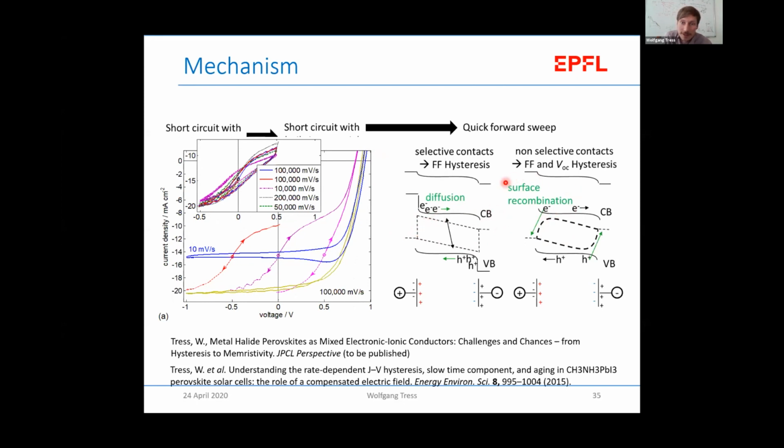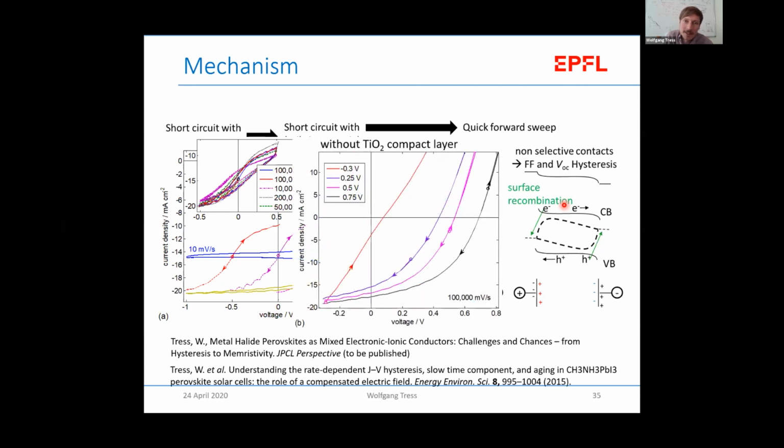And to reproduce this effect in experiment, we just removed this titania, the compact titania layer. And then basically the electrode, in this case the FTO electrode, becomes much less selective. And then you can indeed see, when we precondition the device here under, let's say, negative bias voltage, we lose completely the rectification behavior. We get just a curve which looks rather resistive. And this is because we lose the selectivity.